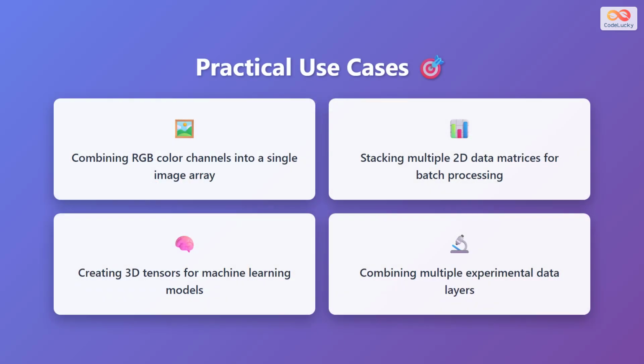np.dstack has many practical applications. It's commonly used for combining RGB color channels into a single image array in image processing. It's useful for stacking multiple two-dimensional data matrices for batch processing. In machine learning, it helps create three-dimensional tensors for neural network models. Scientists also use it for combining multiple experimental data layers in research applications.